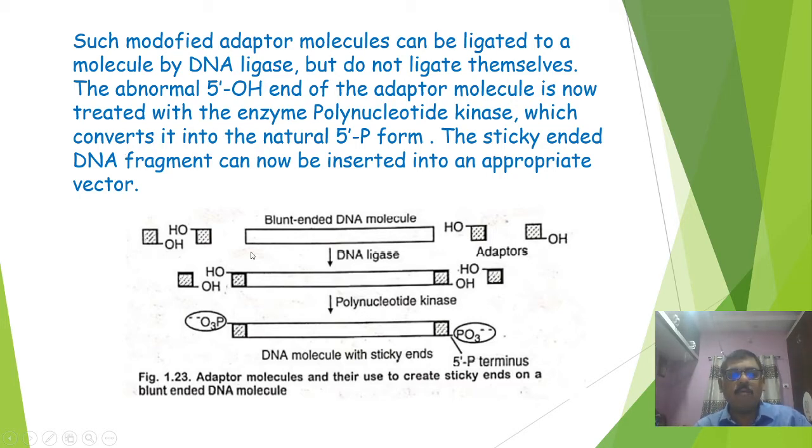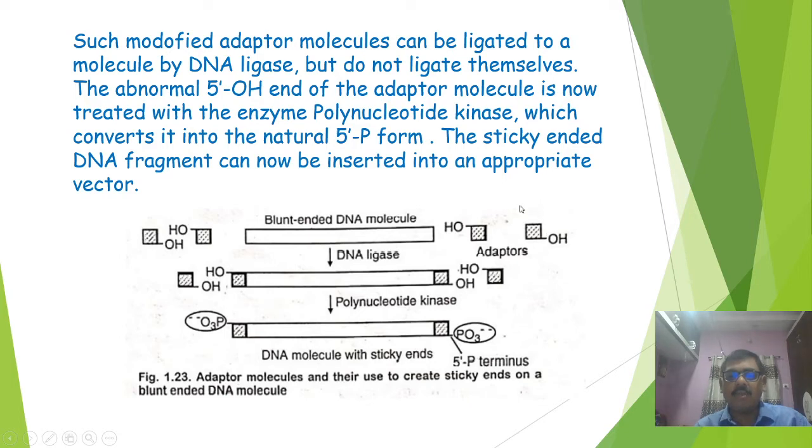Why? Because we have modified the 5' terminal end with a hydroxyl group, and the abnormal 5' OH end of the adapter molecule is now treated with the enzyme polynucleotide kinase, which converts it again into the natural 5' phosphate form. The sticky ended DNA fragment can now be inserted into an appropriate vector. Here, this is a blunt ended DNA molecule, and these are the adapters, having one sticky end and one blunt end.